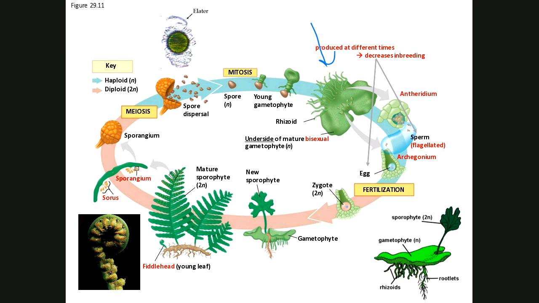The antheridia produces flagellated sperm, which swim through water. So ferns are one of those that produce the egg and the sperm at different times to prevent inbreeding. Sperm finds an egg nonetheless and forms a zygote, and this is all happening on the underside. When you were looking at that under the microscope, you were looking at the gametophyte upside down, because all this is happening on the underside.